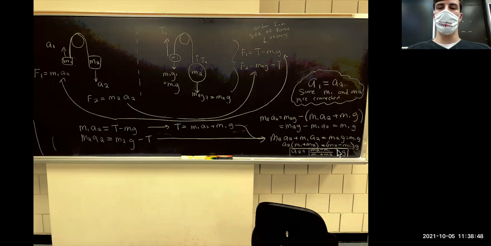A equals this quantity, the subtraction, the difference between the two masses. So like if it's a 50 gram and a 30 gram, that difference would be 20. And then over the sum of those masses. So 50 and 30 would be 20 over 80. That's like 1/4. And then I have my G right here.